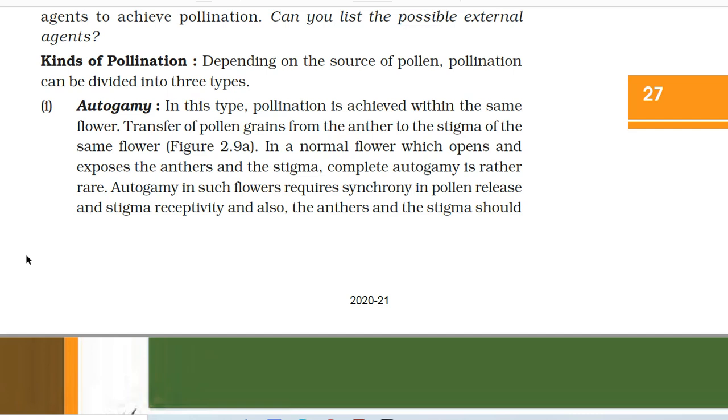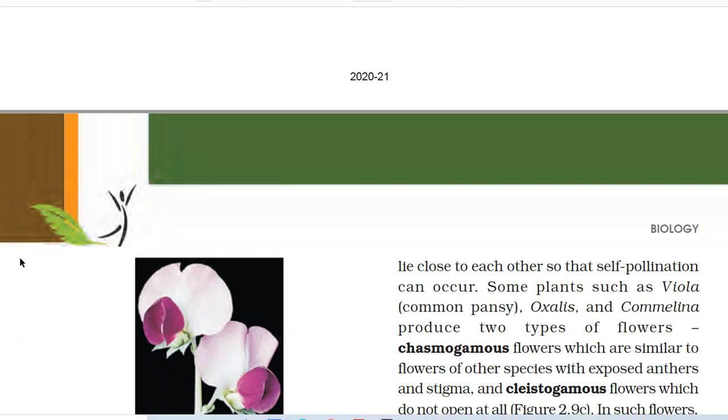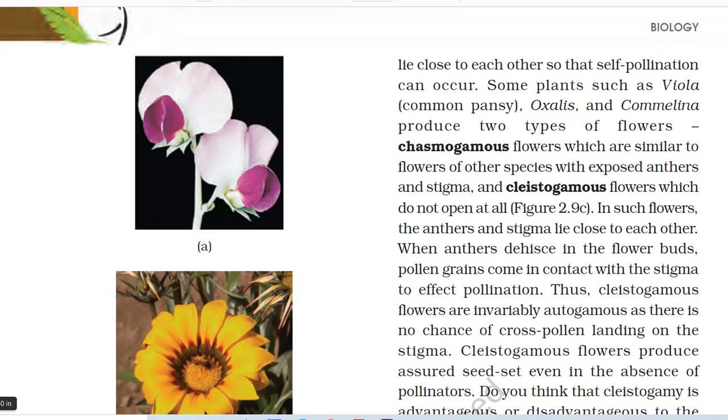First, autogamy. In this type, pollination is achieved within the same flower. Transfer of pollen grains from the anther to the stigma of the same flower. In a normal flower which opens and exposes the anthers and the stigma, complete autogamy is rather rare. Autogamy in such flowers requires synchrony in pollen release and stigma receptivity, and also the anthers and the stigma should lie close to each other so that self-pollination can occur.